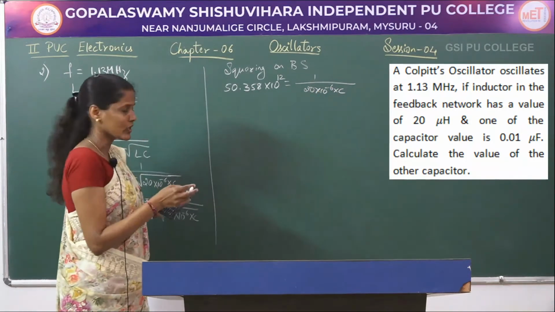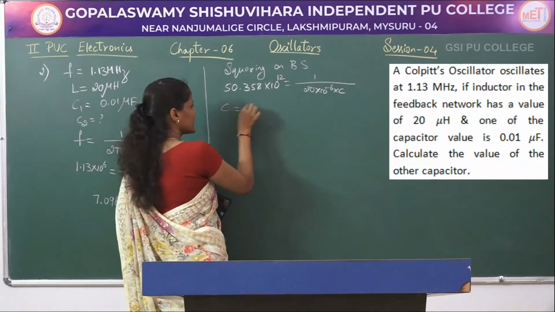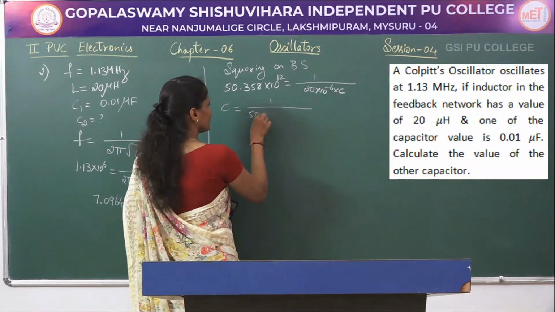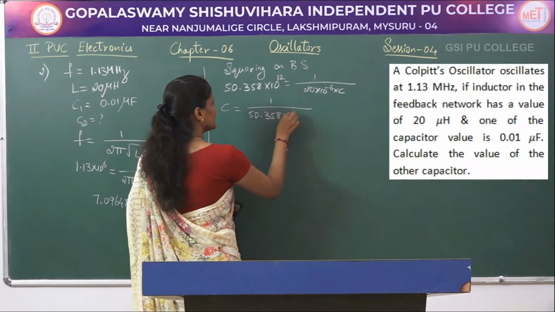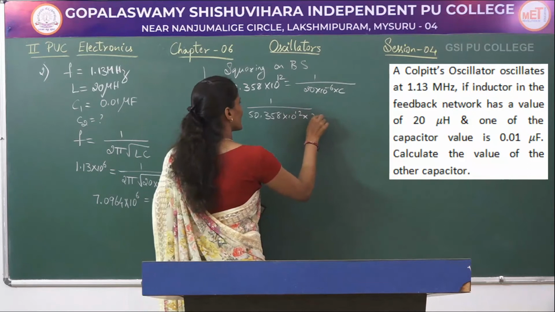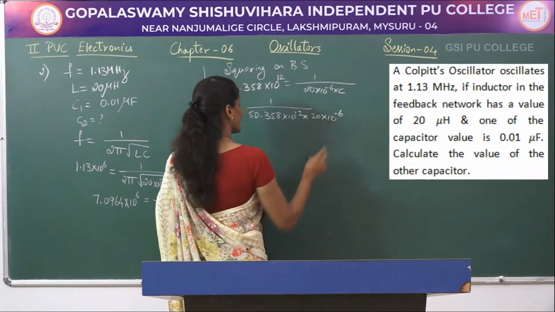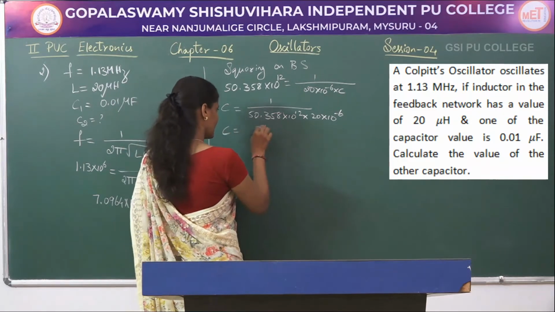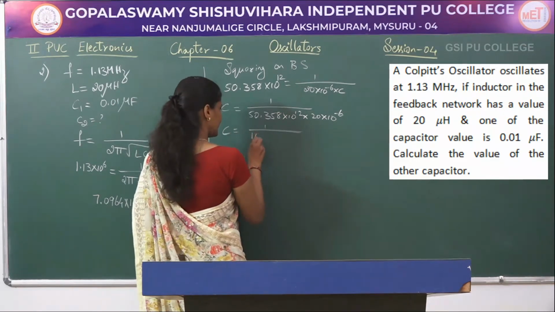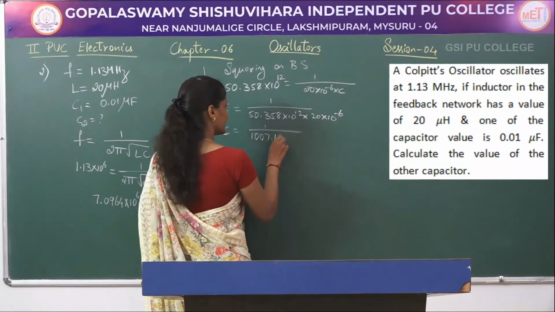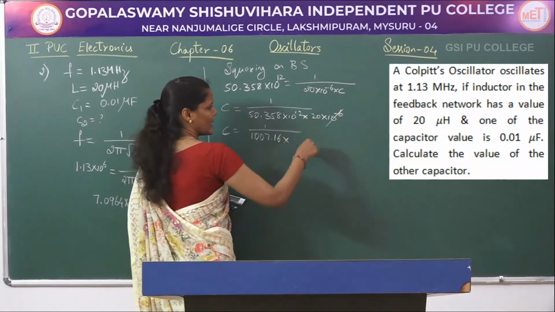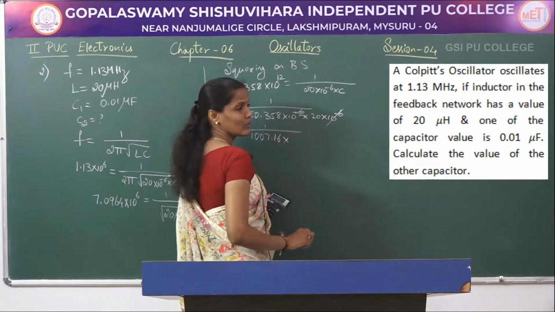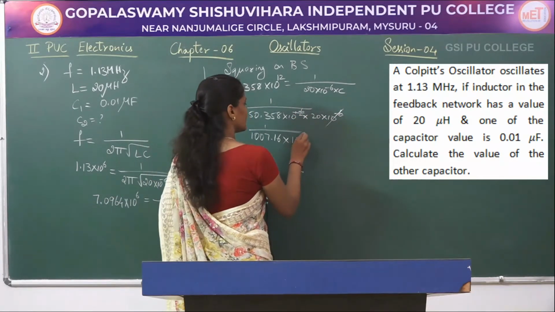So now let us cross multiply taking C to the left hand side. So C is equal to 1 divided by 50.358 into 10 to the power of 12 into 20 into 10 to the power of minus 6. So let us multiply these. So I will be getting C is equal to 1 divided by 1007.16 into 10 to the power of minus 6 gets cancelled with 10 to the power of plus 12, retaining 10 to the power of plus 6. So 10 to the power of 6.